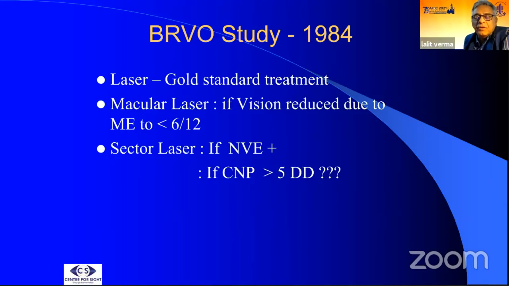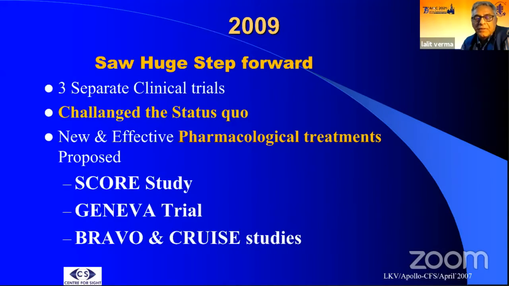So till this time, we were all very happy, and a lot of us during those days used to do some laser, grid laser, and macular laser only if vision is reduced, or sector laser if there is a documented NVE, or if non-perfused areas were more than 5 disc diameters. So this was the year which saw a leap jump actually.